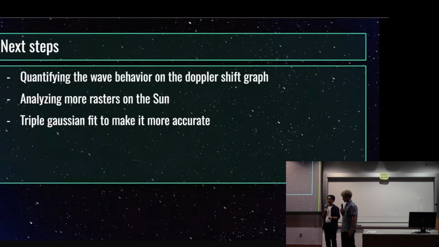So here, there are a few next steps we can take with this project. The first one would be to, again, with that wave motion, figure out what is causing that wave behavior on the Doppler shift graph, what is causing that fluctuation in velocity. Another step would be analyzing more rasters on the sun to act as a follow-up to that prominence and follow it over time. And we could also take a triple Gaussian fit to make the graph fit more accurate.